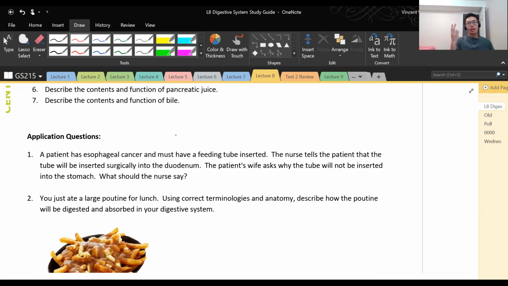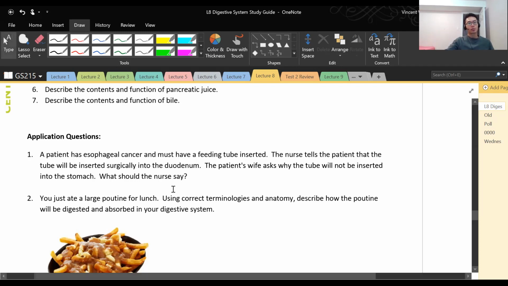Number two, we don't need to go through the stomach because we are intaking a liquid, right? And number three, the duodenum is where the chemical digestion is going to take place. Okay, it's also more accessible, right? Because it's at the beginning of the small intestine, right? So it makes sense to insert it there.